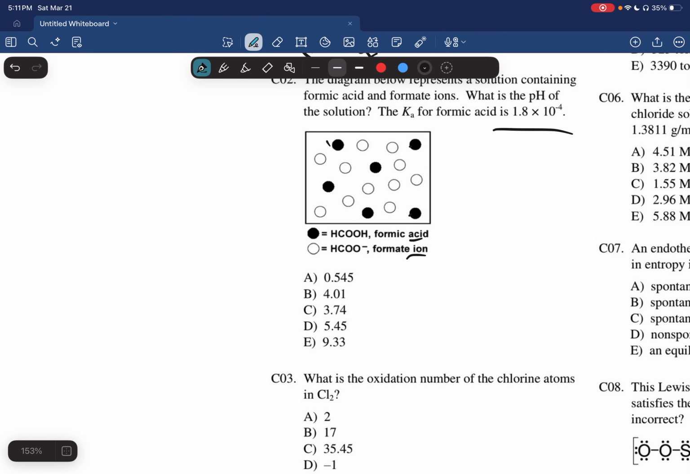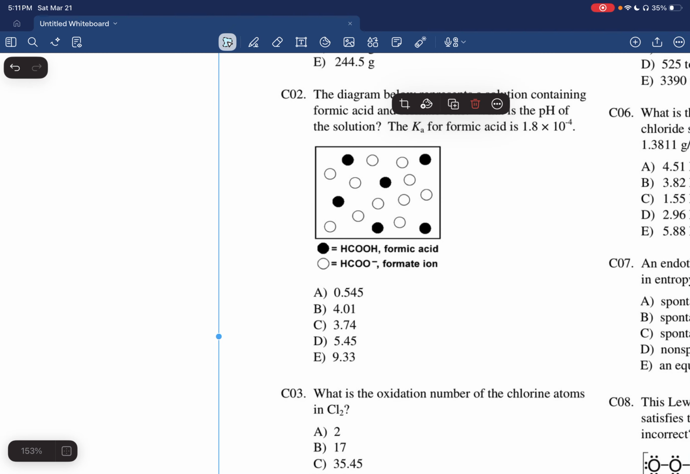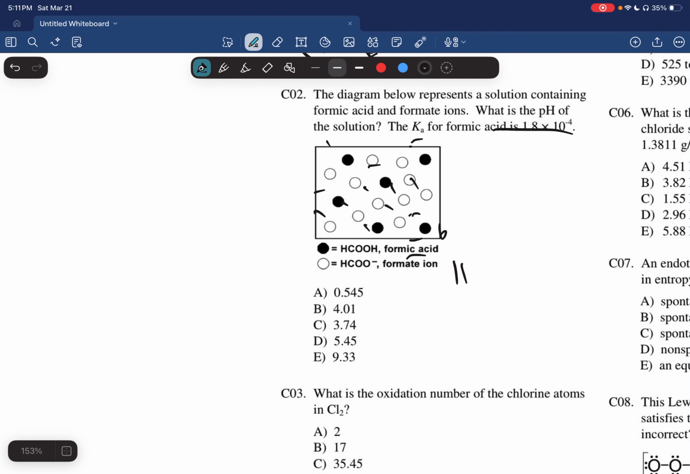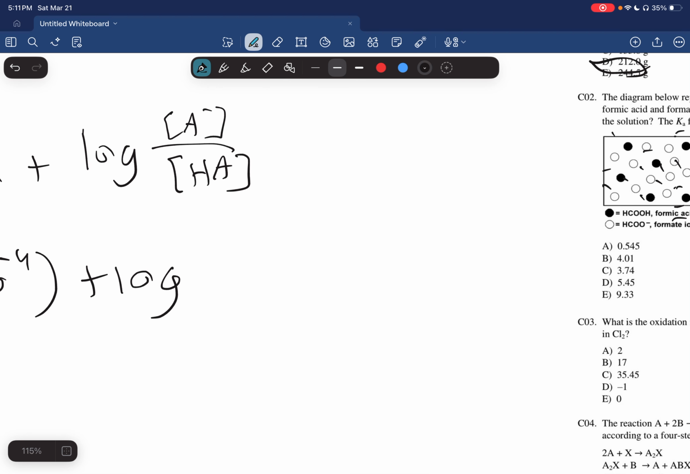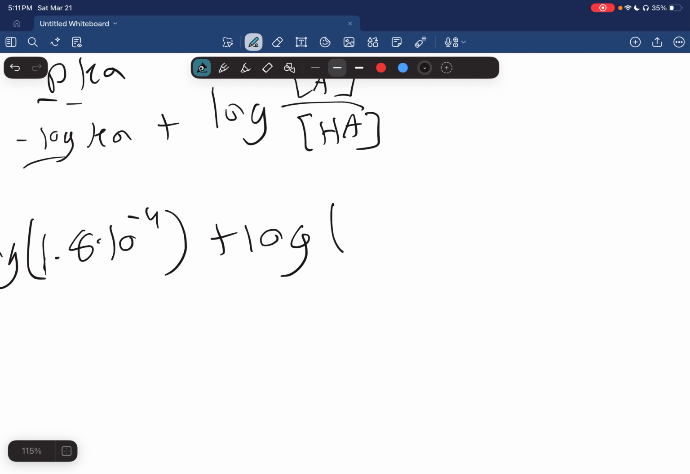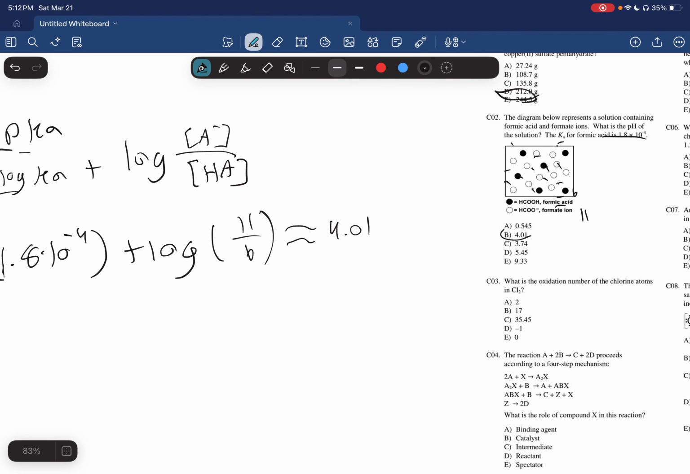So we have 1, 2, 3, 4, 5, 6 of our acid, and 1, 2, 3, 4, 5, 6, 7, 8, 9, 10, 11. Excuse me, 11 of our conjugate base. So we can come over here and just write that we have 11 over 6. And when you go ahead and plug that into the calculator, you'll come out with about 4.01.